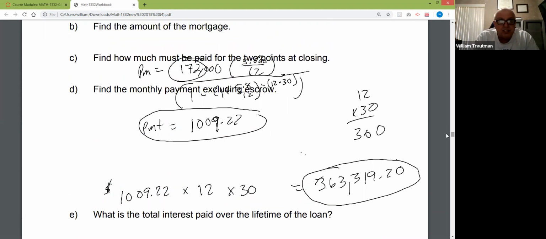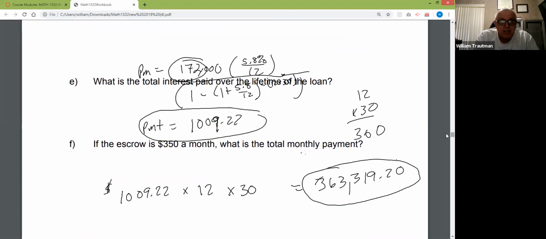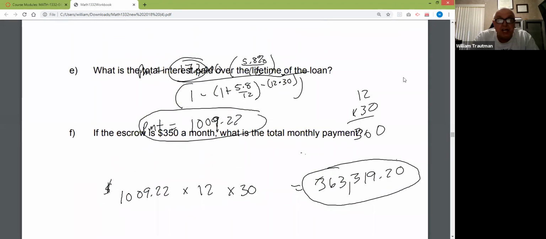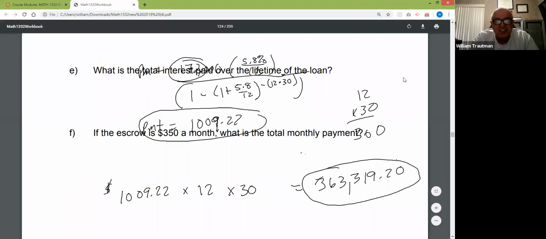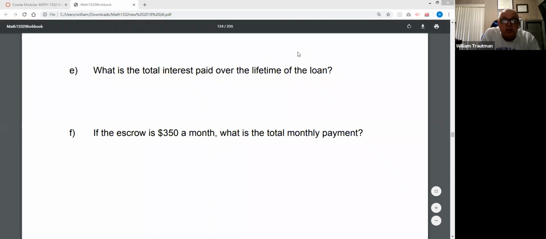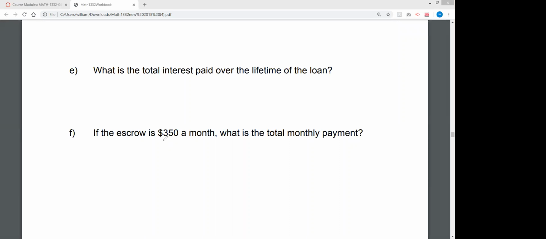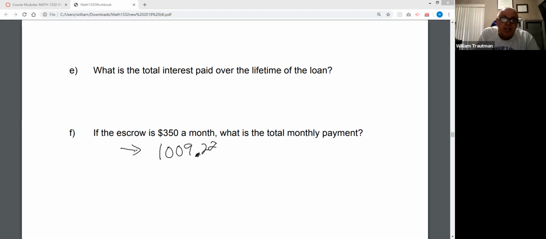Where am I? Let's see. Did I pass? Oh, we did that already. Okay, so wait, we're not done. We're not done with this problem. So what was our total payment for the house, by the way? I mean, our monthly payment? Total monthly payment was $1,009.22.